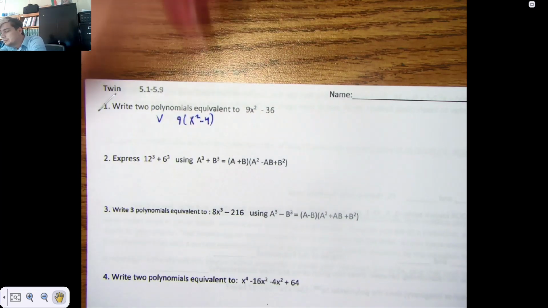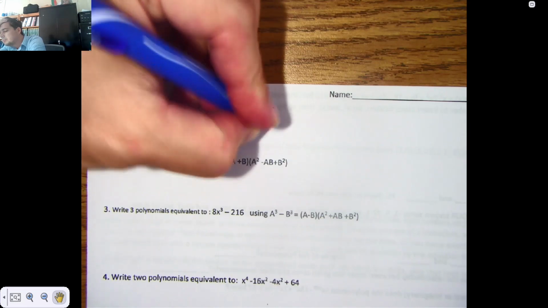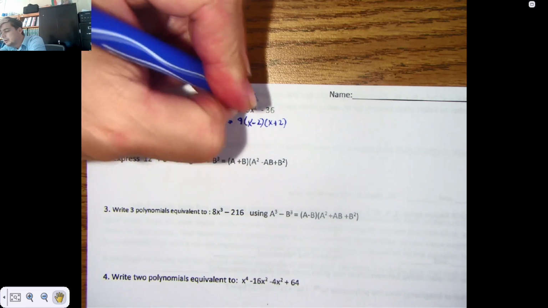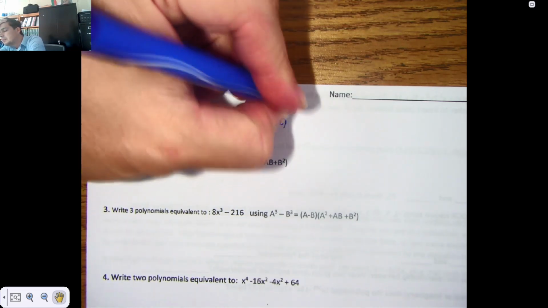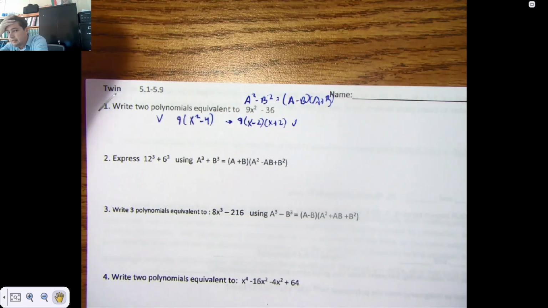If you see 9 times x squared minus 4, you can also view it as 9 times x minus 2 times x plus 2. And I'm able to do this because I'm comfortable with the a squared minus b squared pattern and how it factors. It factors as a minus b times a plus b. But anyways, there's 2. I have no idea which 2 I'm going to choose for you.